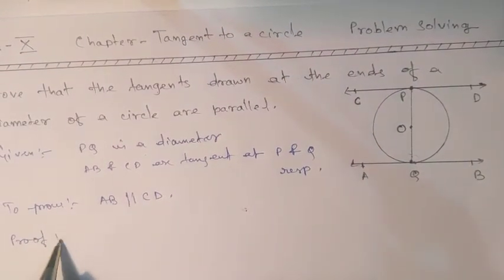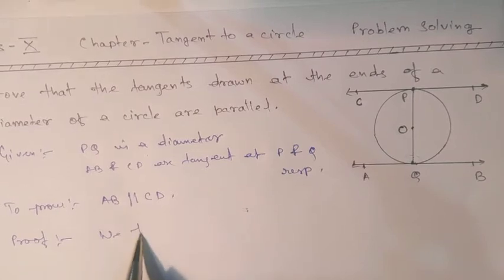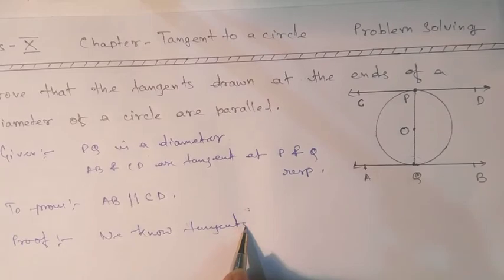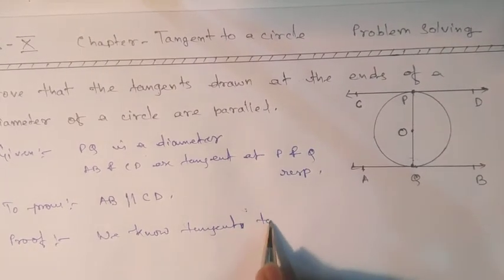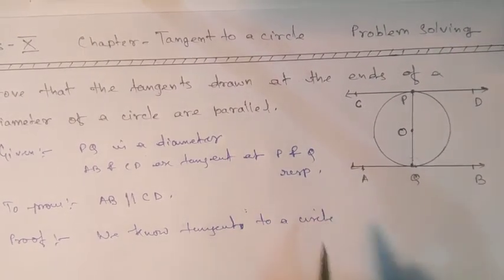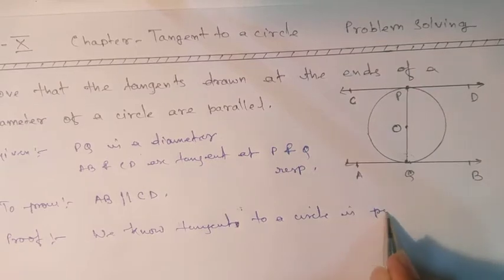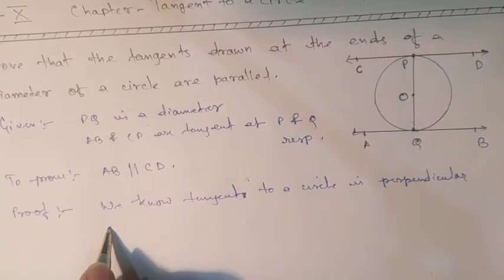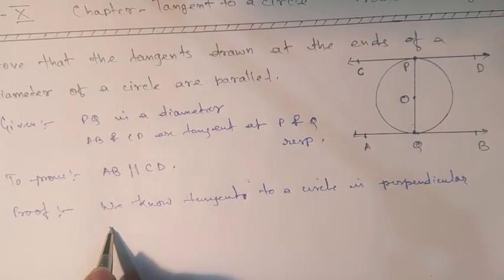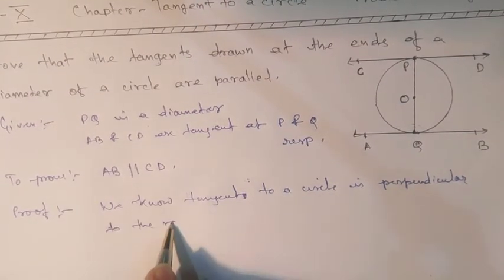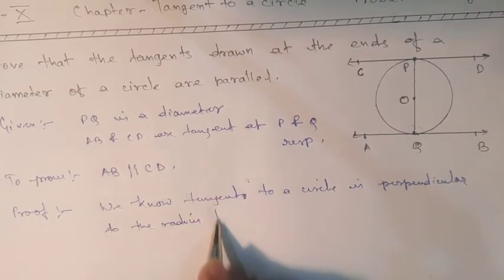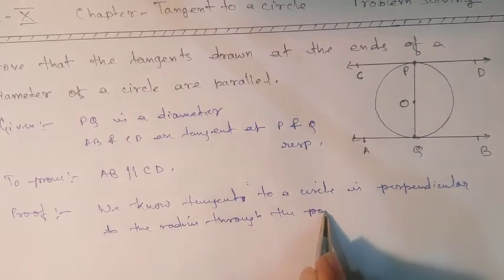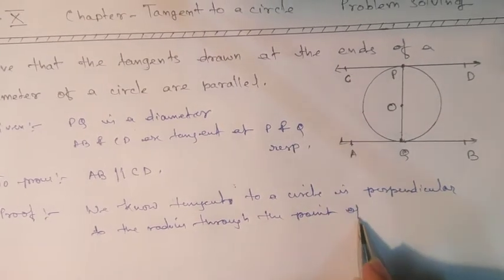We don't need any construction here. So we'll directly write what we know. We know a tangent to a circle is perpendicular to the radius through the point of contact.